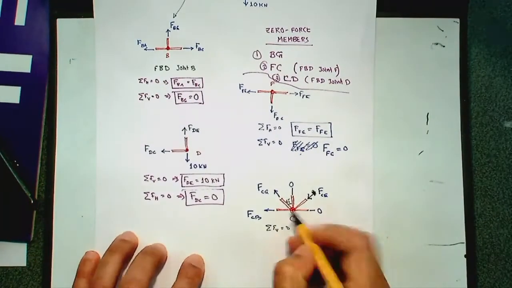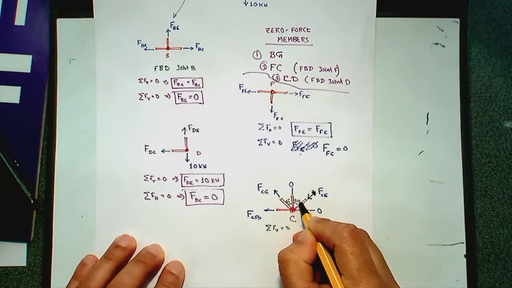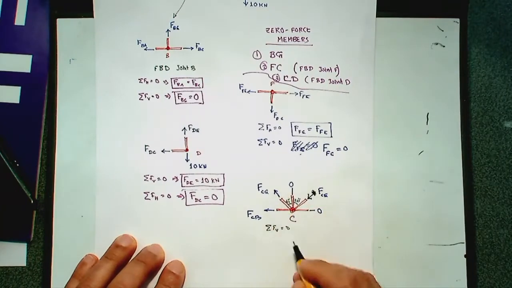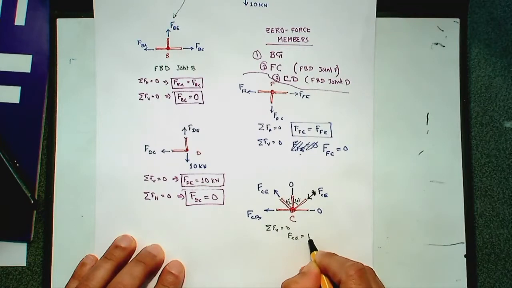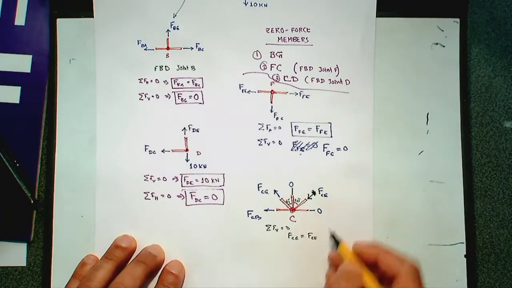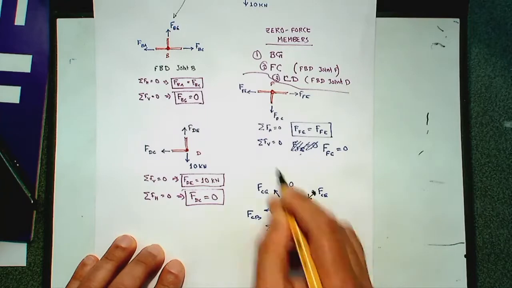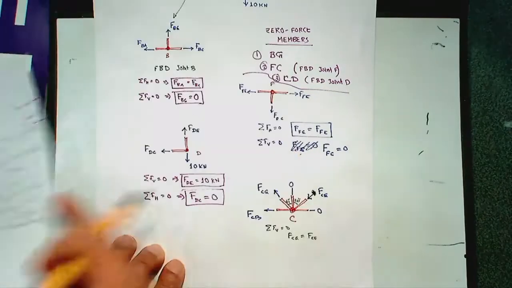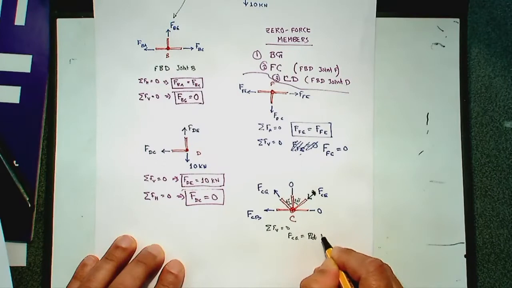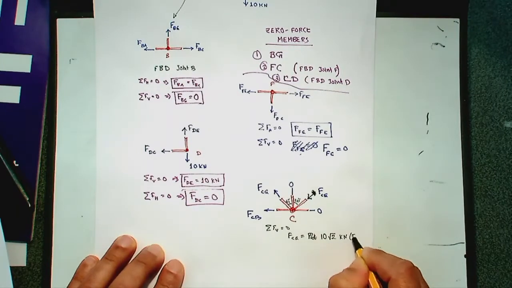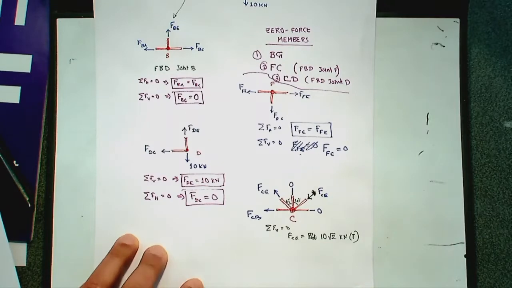If you take the 45 degree angle over there, then summation of vertical forces equal to 0 would give you FCG equal to FCE, for example. The numerical value would be there. So FCG in this case, taking into account this sign, is in tension with the same value, 10 root 2 kilonewton. So FCG is 10 square root of 2 kilonewton and that is tensile.